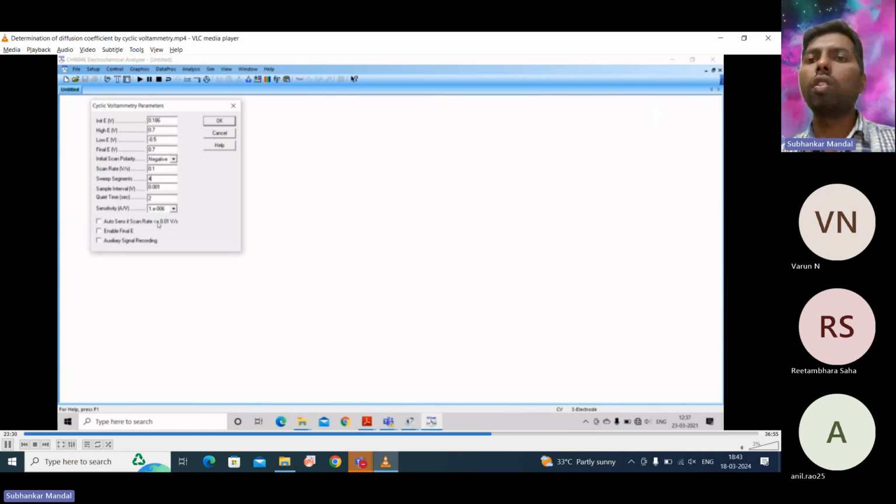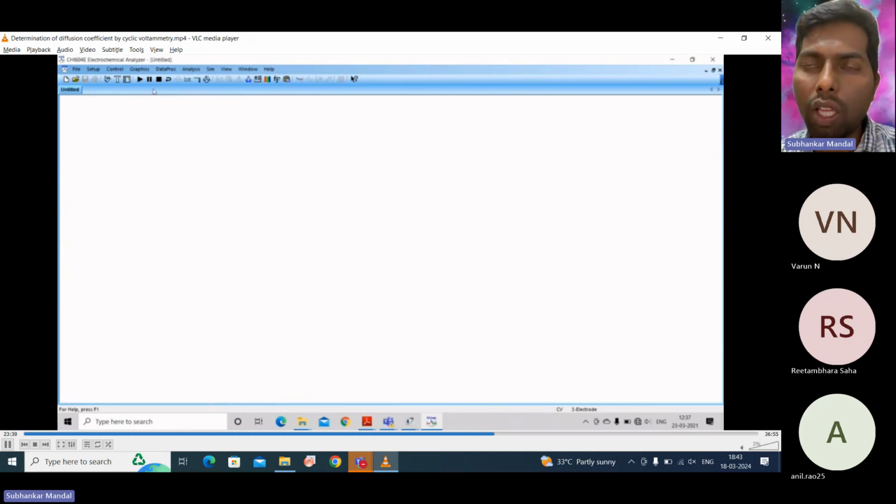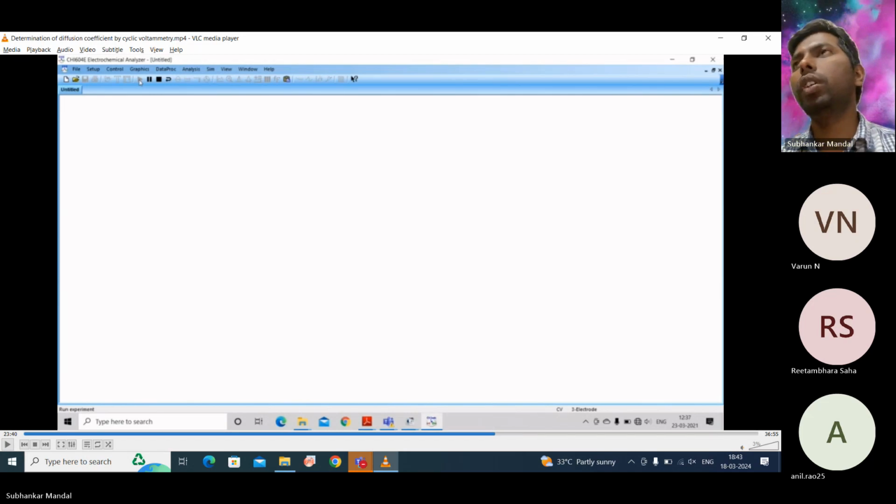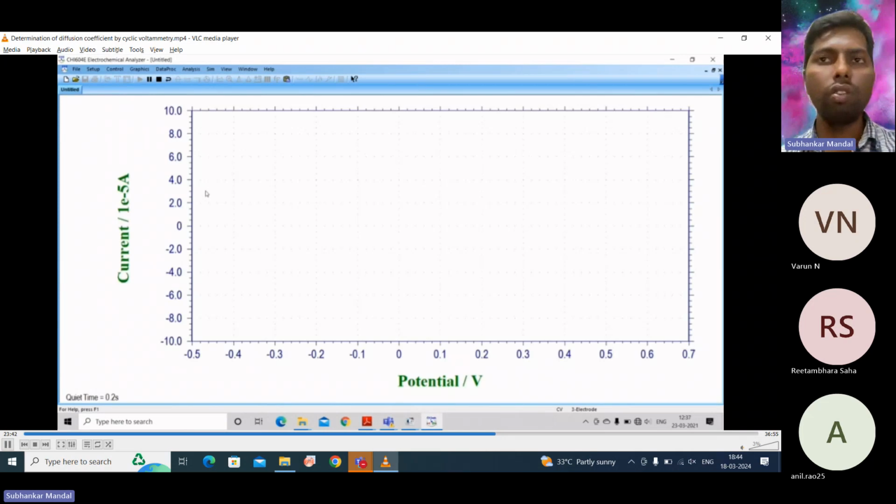Okay, and this is the sensitivity. Basically, it sets up to how much current you want to measure. I have given 1 into e to the minus 4 ampere. That means if the current value of your system is at the milliampere or microampere level, the instrument can also measure that. Okay, so now you can start the experiment.